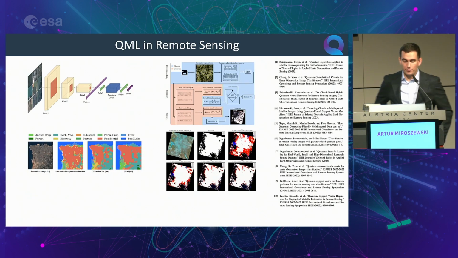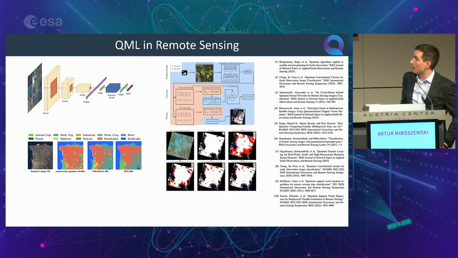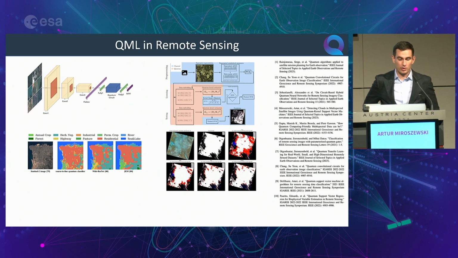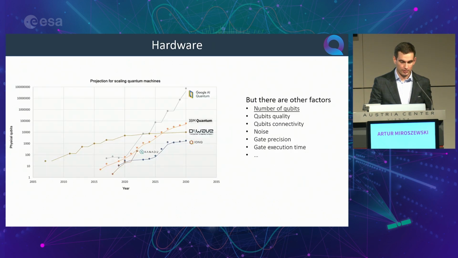Right now, the field of QML in remote sensing is quite actively explored. The literature on that topic is growing. Architectures are being proposed, and lots of those are actually done in collaboration with ESA. So everything looks very nice. So it's time to talk about the challenges.